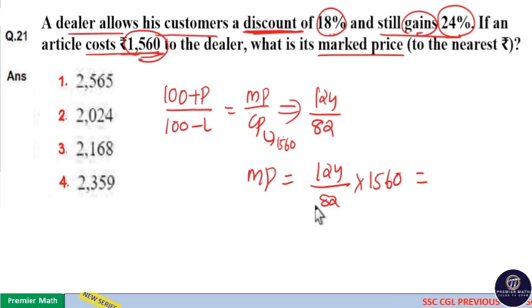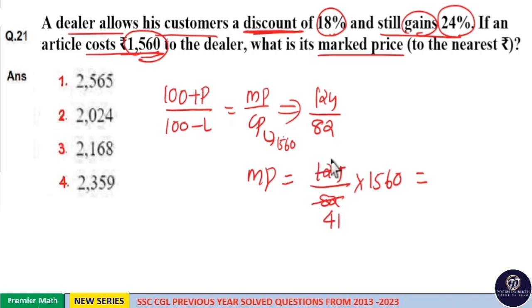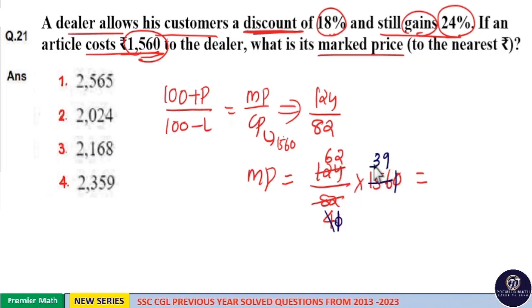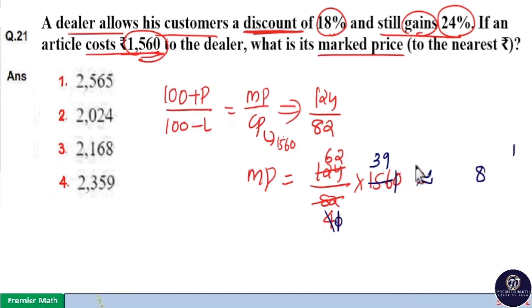Now 2 goes 41 times in 82, 2 goes 62 times in 124. Now if I consider this 41 as 40, the 0s cancel. Now 4 goes 3 times in 15, remaining 3. 4 goes 9 times in 36. So this is 39. 62 into 39. This is a round value. 9 into 2 is 18, remaining 1. 2 into 3, 6 plus 9 into 6, 54. 54 plus 6 is equal to 60. 60 plus 1 is equal to 61. Remaining 6. Now 6 into 3 is 18. 18 plus 6 is equal to 24.